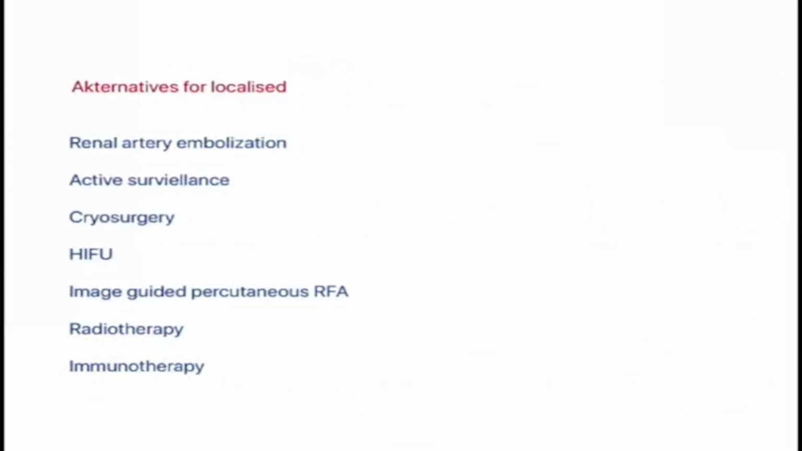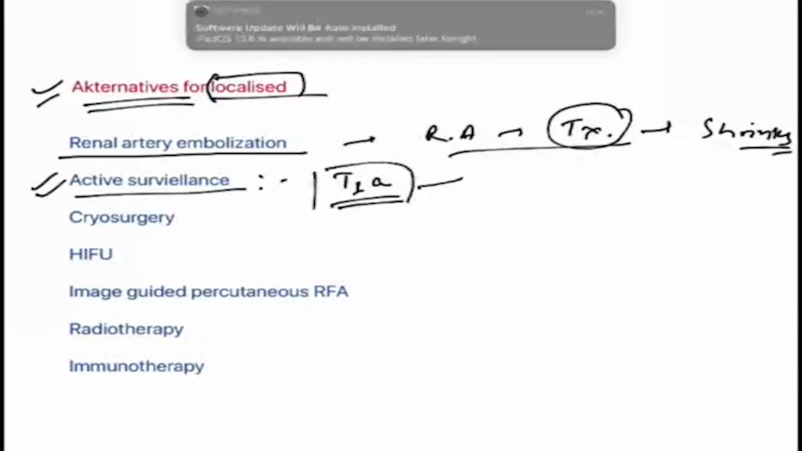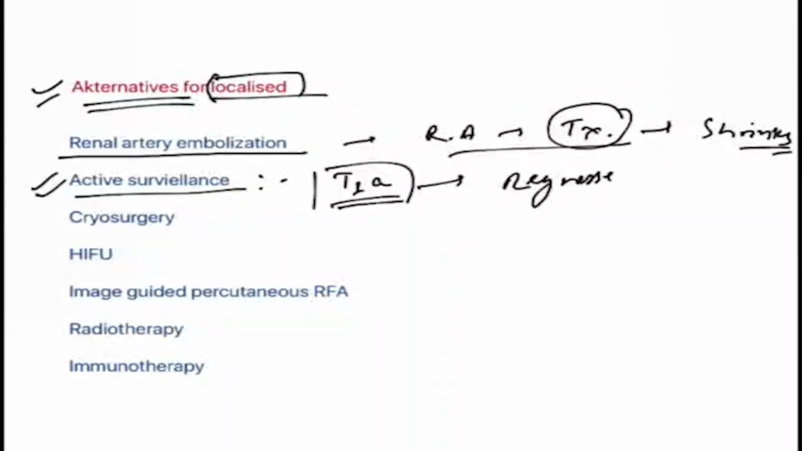But in metastatic disease, adjuvant chemotherapy can be given. When the tumor is localized, there are alternative treatment strategies besides surgical treatment, which are renal artery embolization, in which the renal artery feeding the tumor is embolized and then the tumor shrinks in size. Active surveillance can also be done for small tumors, because some tumors are found to regress over time also.